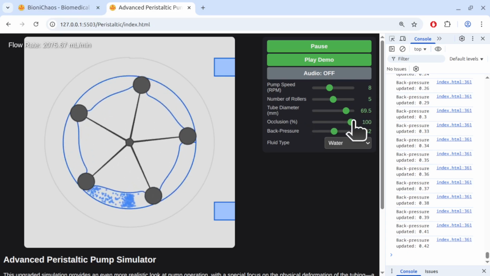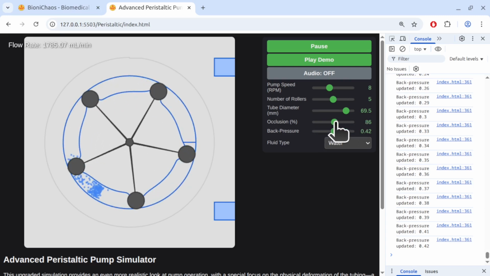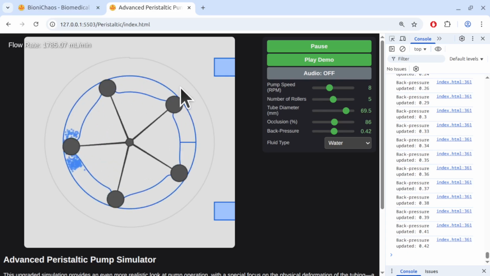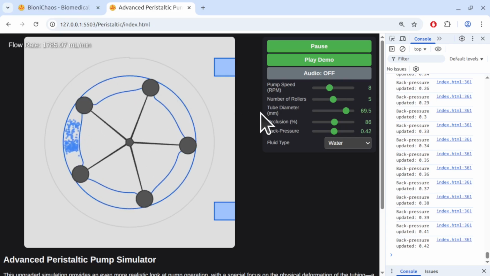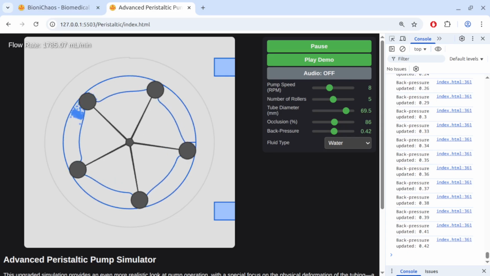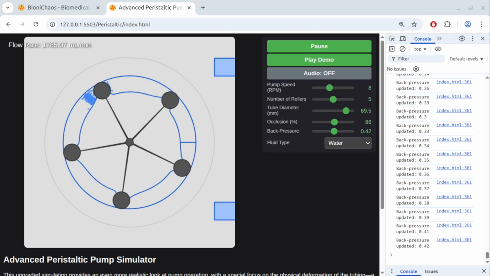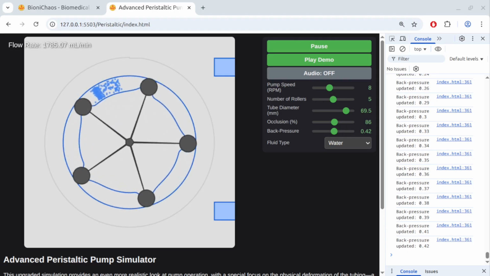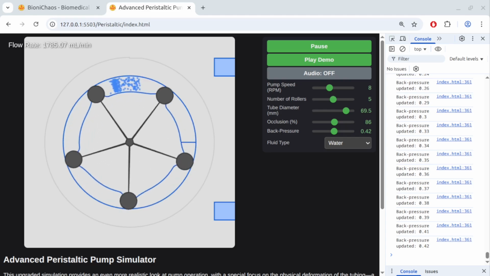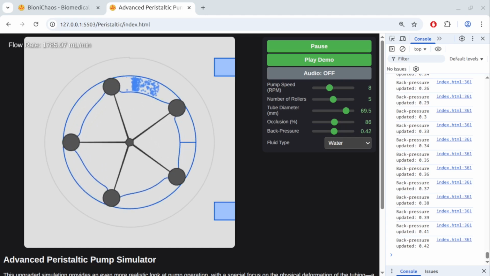Like when I change the occlusion percentage at the moment, nothing seemed to change in terms of the roller position. So can you comment on that? Be highly critical? From what I observe, when you adjust the occlusion percentage slider, the visual representation of the tube's compression around the rollers doesn't appear to change. This suggests that while the numerical value for occlusion percentage is changing, its visual effect on the simulation isn't being rendered or updated. This could be considered a visual inconsistency or a lack of real-time visual feedback based on the slider's adjustment.